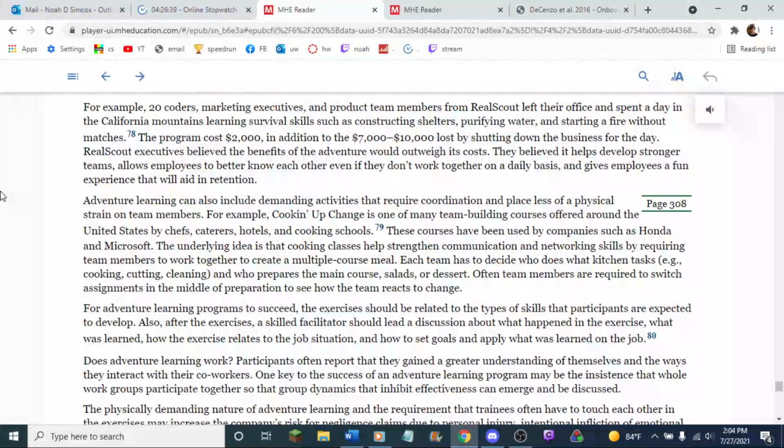a day in the California mountains learning survival skills such as constructing shelters, purifying water, and starting a fire without matches. The program cost $2,000 in addition to the $7,000 to $10,000 loss by shutting down the business for the day. Girl Scout executives believe that the benefits of the adventure would outweigh its costs. They believe it helps develop stronger teams, allows employees to better know each other, even if they don't work together on a daily basis. It gives employees a fun experience that will aid in retention.